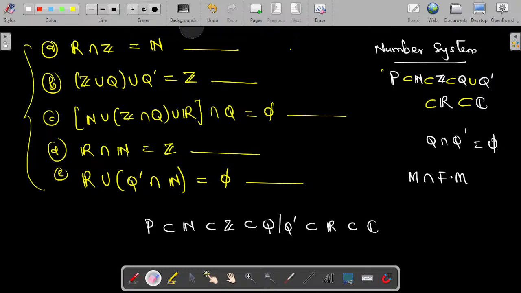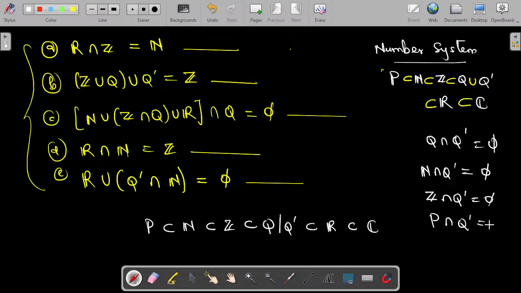So if you take the intersection of, say, N with Q prime, it will still be empty, because their oga kpatakpata, which is Q, is already empty with Q prime. The same thing will happen with Z: Z intersection Q prime will also be empty. The same with P: P intersection Q prime will also be empty. Because these three are under Q, and Q is empty under intersection with Q prime, the three of them will also be empty. So let's not waste time there.